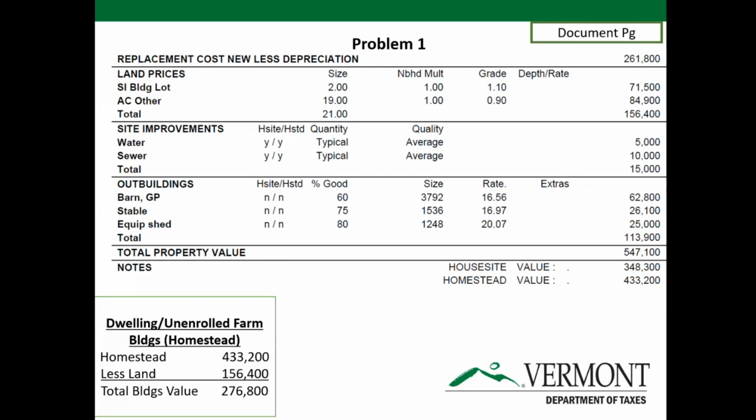So if you were doing that, what you would have had left was site improvements and replacement cost new less depreciation, which would also equal 276.8. It would be the 261.8 plus the 15,000 for site improvements. That's what we have yet not allocated for. So that 276.8 is going to go under homestead, column 2, dwelling and non-enrolled farm buildings, row 1. And then you could also put it in the total column under column 1, row 1.